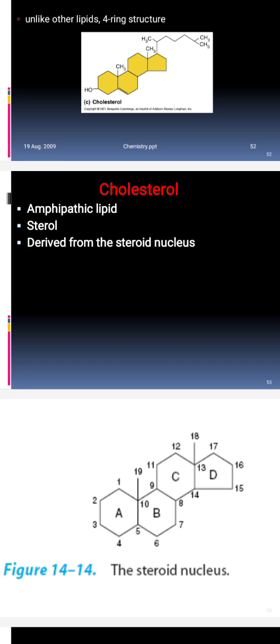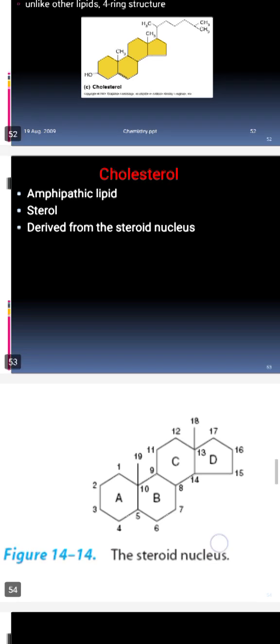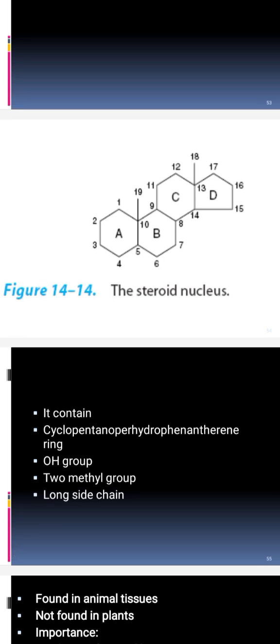from the steroid nucleus. This diagram can show you the steroid nucleus. In the chemistry of some biomolecules, they contain the steroid nucleus. One of them is cholesterol.